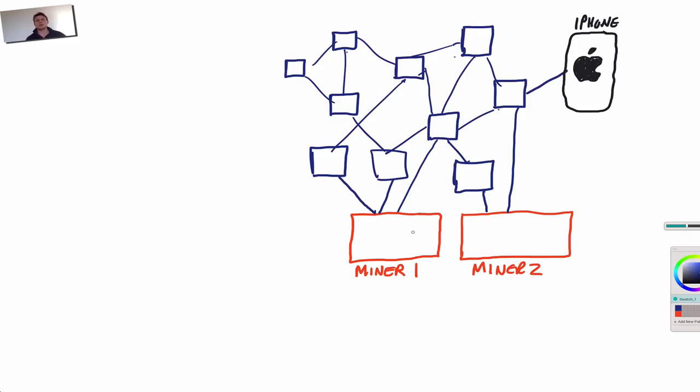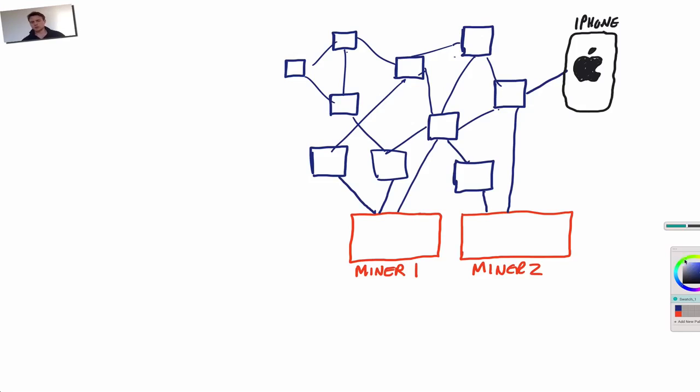Okay, so to some extent they all run the same software. They all do the same job. They all validate transactions. They all propagate transactions and information about blocks to other nodes in the network. That's how we build a consensus of what the blockchain is at any point in time.